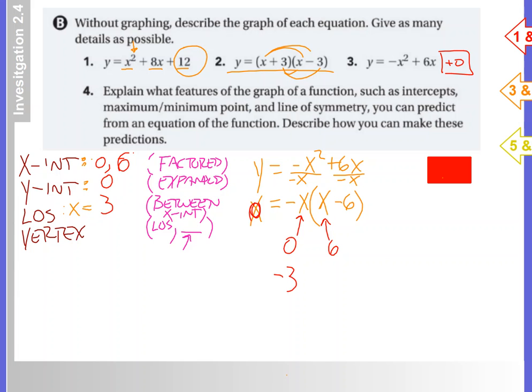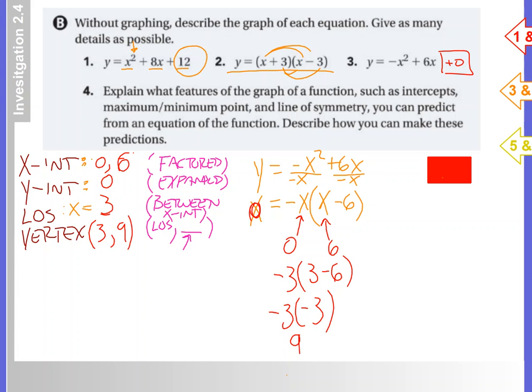So we have negative 3 times 3 minus 6. So 3 minus 6 is negative 3. Why are we getting so many 9s? You think that they could come up with a problem that doesn't end up with a 9, right? So we get negative 3 times negative 3, which is in fact positive 9. So we get a vertex of 3, because we're using the line of symmetry, comma, positive 9.